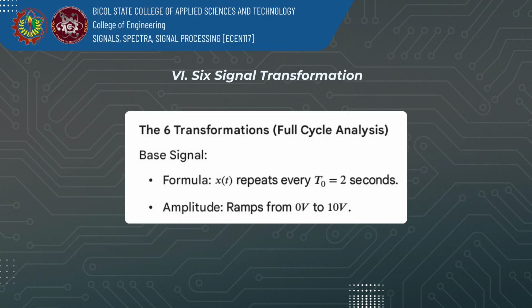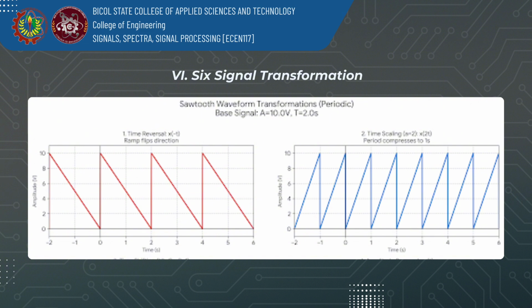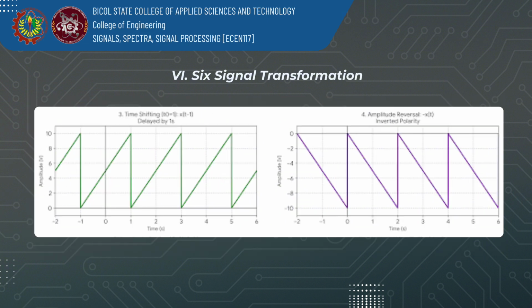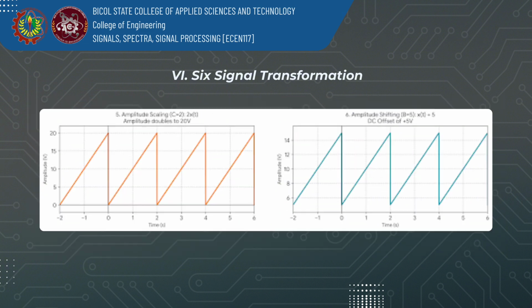Before we conclude, it is crucial to understand how we can manipulate this waveform. In signal processing, we use 6 fundamental transformations to analyze how a signal changes under different conditions. So we divided this into categories: time domain and amplitude domain. So first, let's look at the time domain. These transformations affect the when and how fast of our signal, altering the horizontal axis.